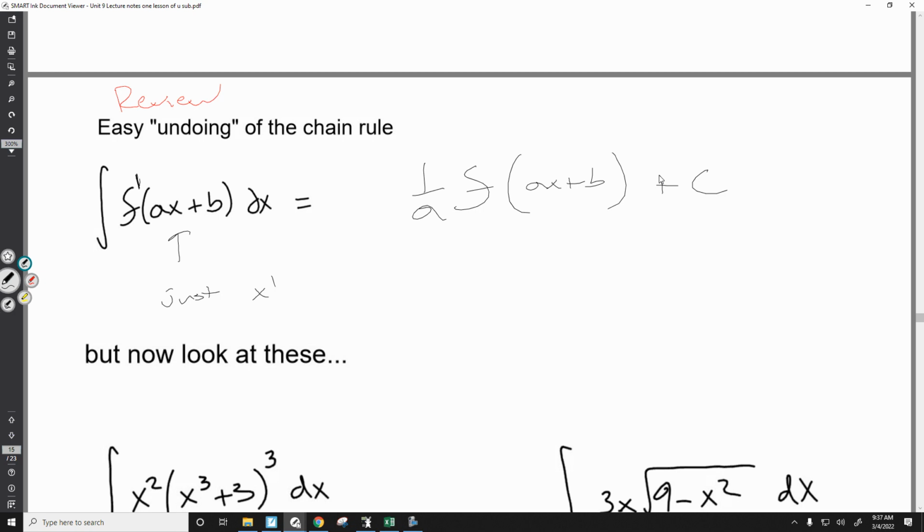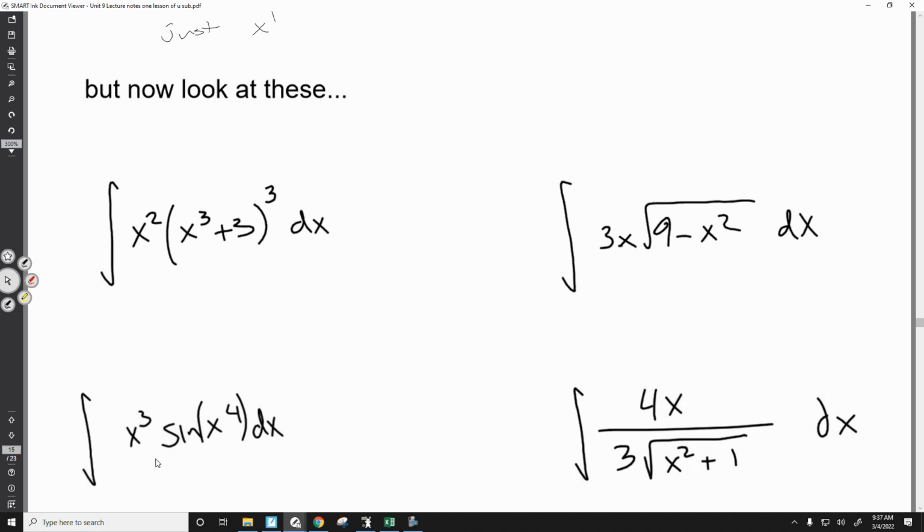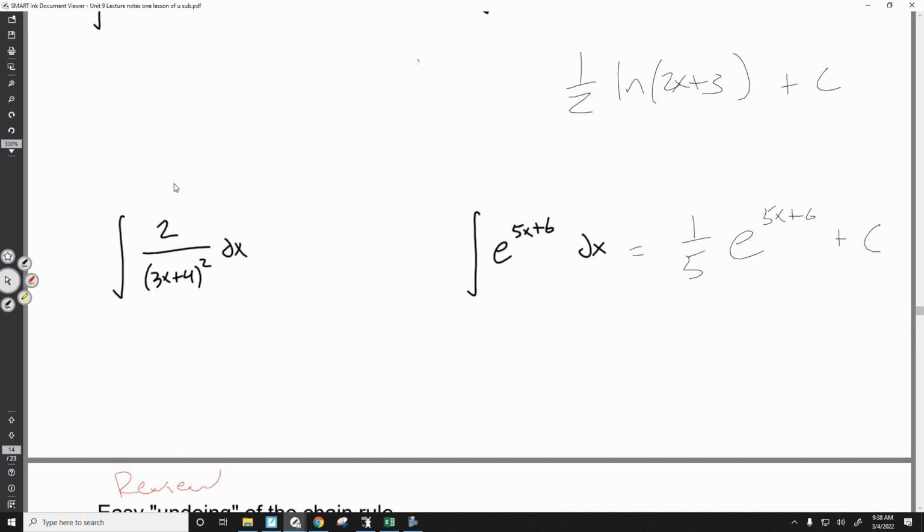All right, now we are going to see things that look a lot more complicated. It looks like this is a product. This is a product. This is a product. This is a quotient. So it looks like Mr. Messer is about to introduce me to a product or quotient rule for antiderivatives. Doesn't exist. It wouldn't be nice, right? But what we are going to realize is that this antiderivative is just like these antiderivatives.